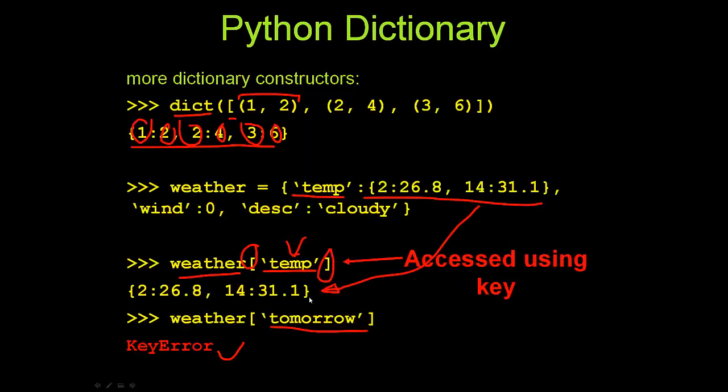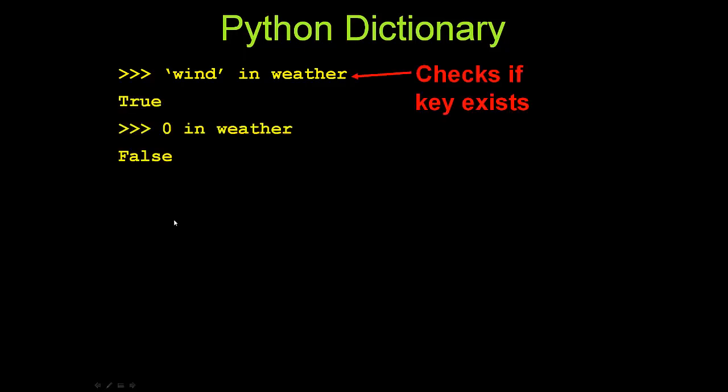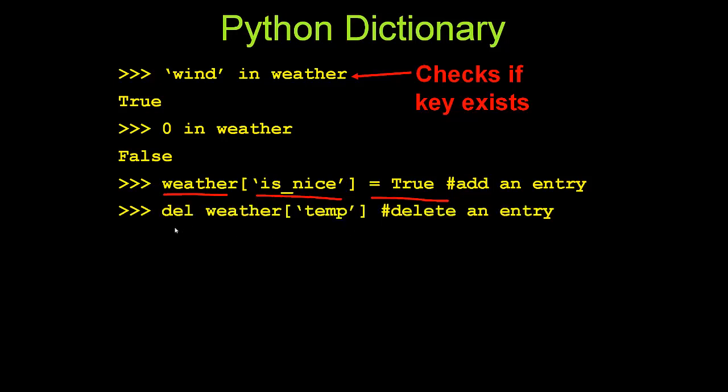Okay, if you look at this dictionary, whether has win inside as a key, so win in whether will be true. Okay, 0 in whether is false. Now next thing, if you do whether is nice equals true, this is actually an assignment sort of thing, right? So essentially you add another dictionary entry to the dictionary. So you can also do del whether temp. Okay, this deletes an entry from a dictionary.